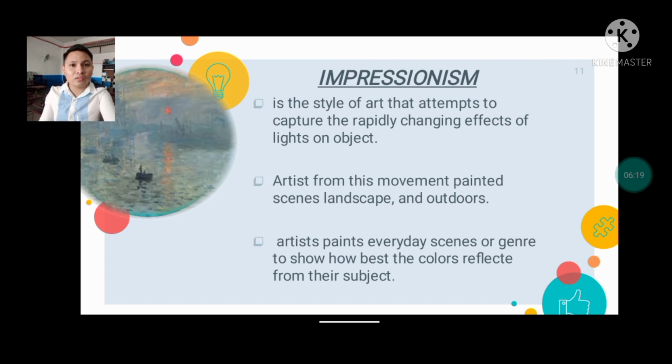Secondly, the main motive or theme of their paintings is all about the landscape, the sceneries that they see around them. One of those are the types of women, the flowers, the oceans, everything they can see, they paint. They want to express their feelings so that when people see their paintings, they feel the beauty of their nature or their surroundings. Artists paint everyday scenes or genre to show how the best color reflected from their subject.